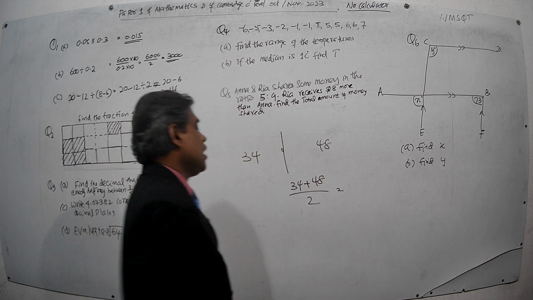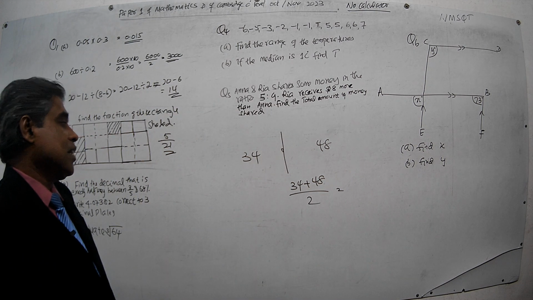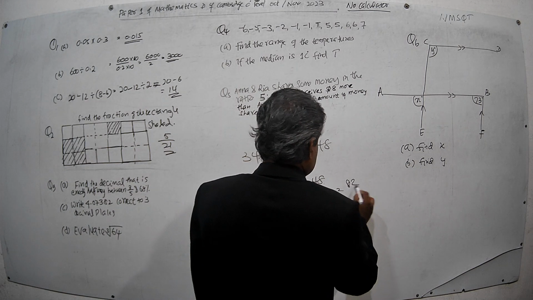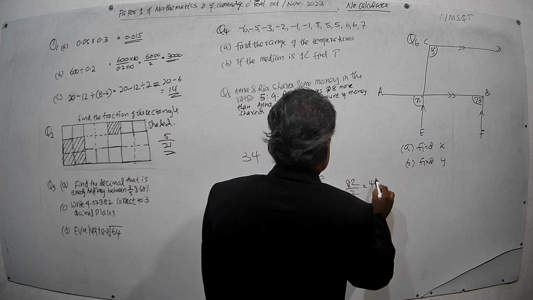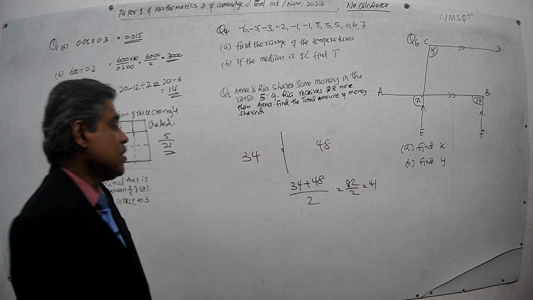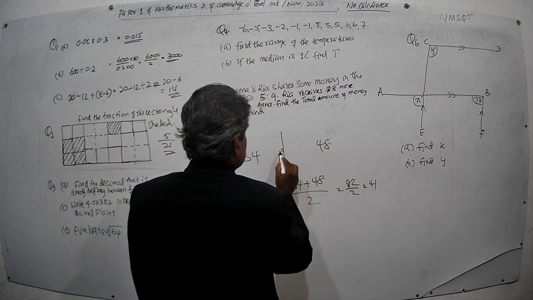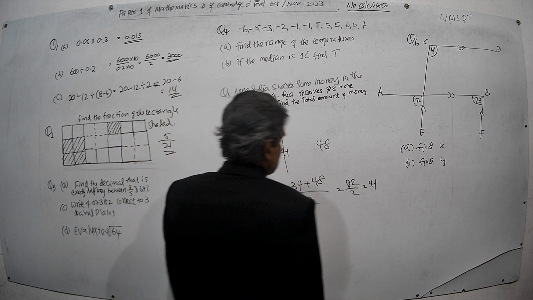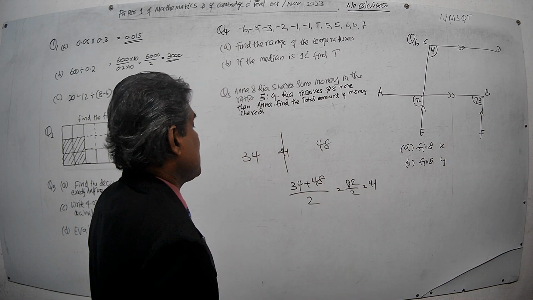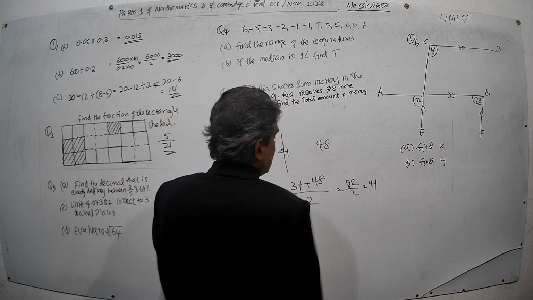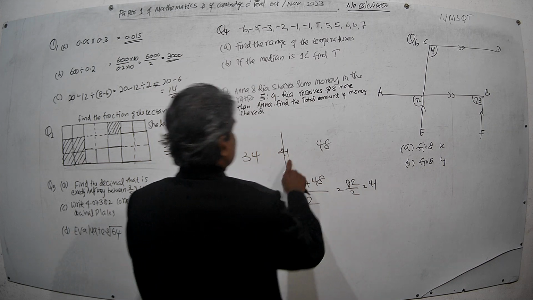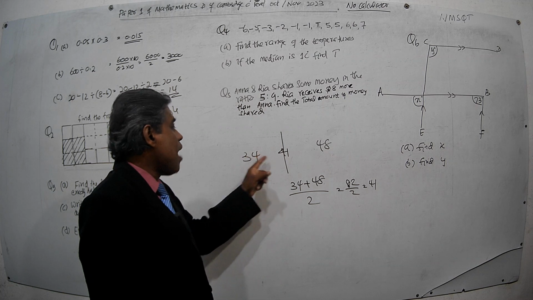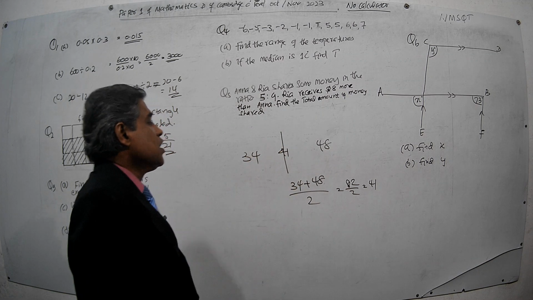Then what will be the answer? 34 plus 48, how much? 8 plus 4 is 12, 2 is put and 1 is left. That is 3 plus 4, 7, and it is correct. So 82 divided by 2 is 41. Then what is the middle value? The middle value is 41 here. This mid position value is 41. Then 41 is the value halfway between these two numbers. So like that.